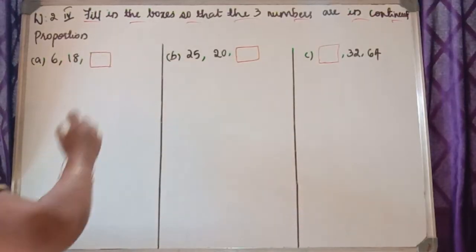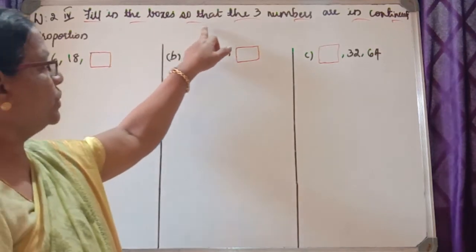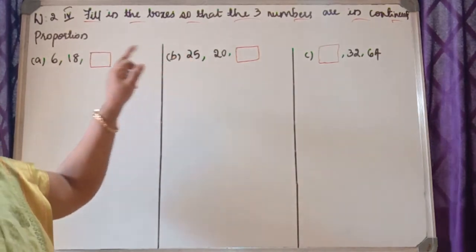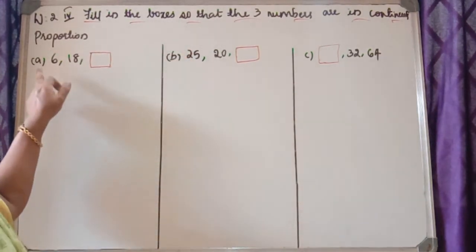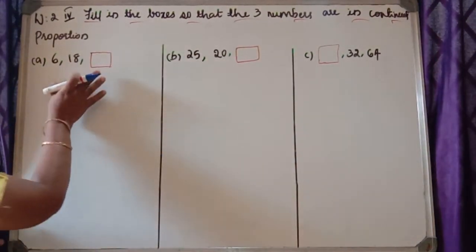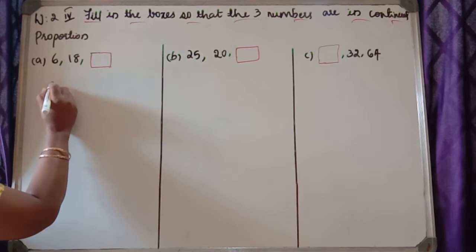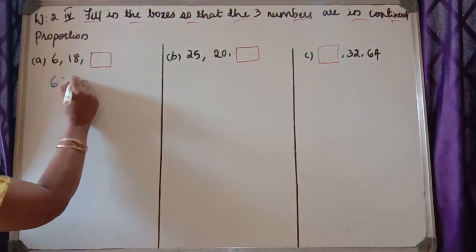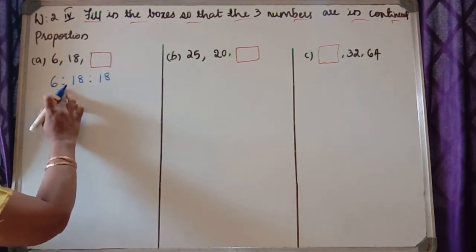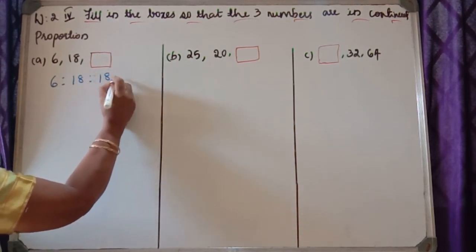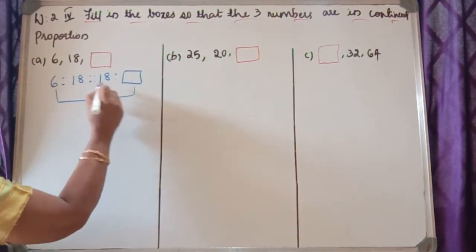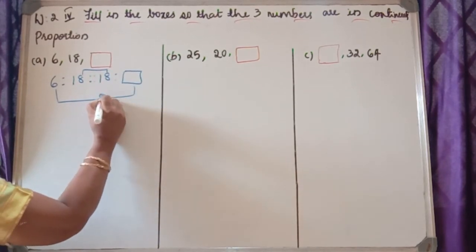We are going to solve the 4th main. Fill in the boxes so that the 3 numbers are in continued proportion. In the 3rd main you learned what continued proportion is. Now we are going to find out whether these 3 numbers are in continued proportion. What is the meaning of this? The second number should be repeated. So 6 is to 18 as 18 is to x. Product of extremes should be equal to product of means.